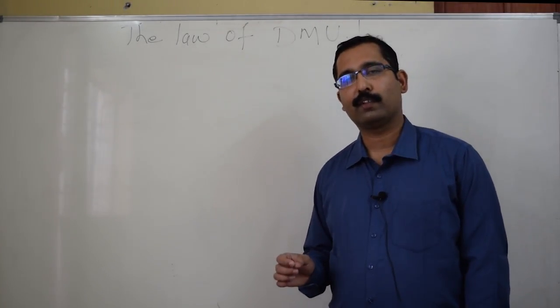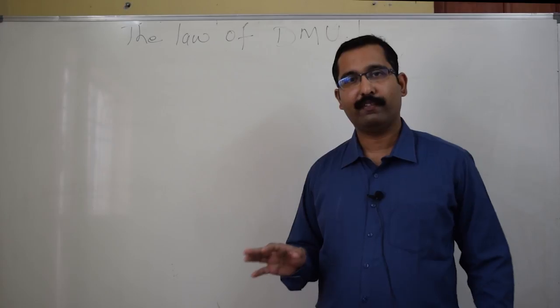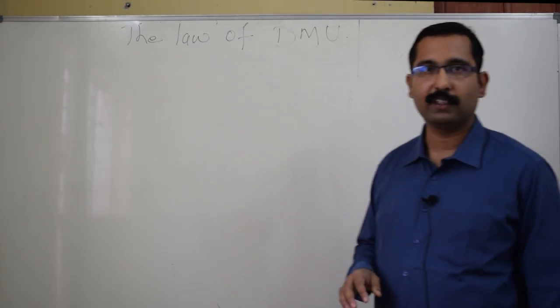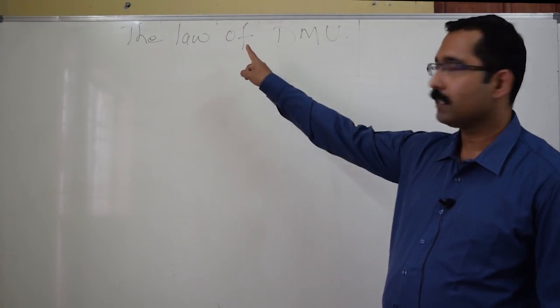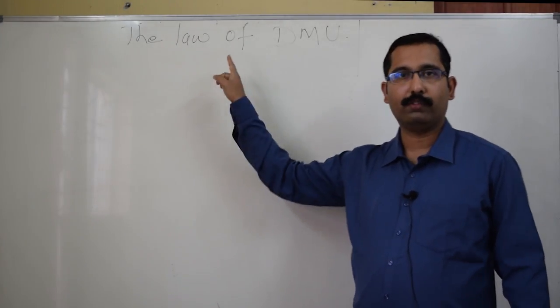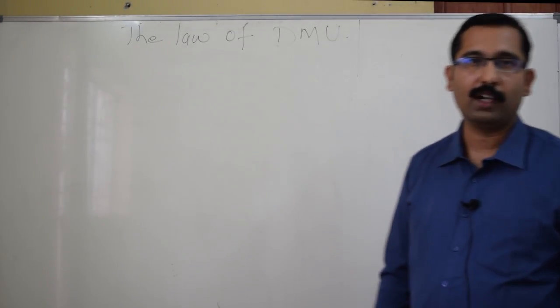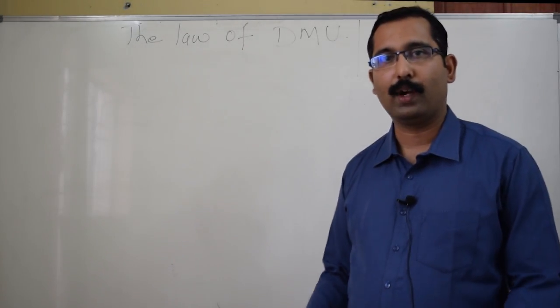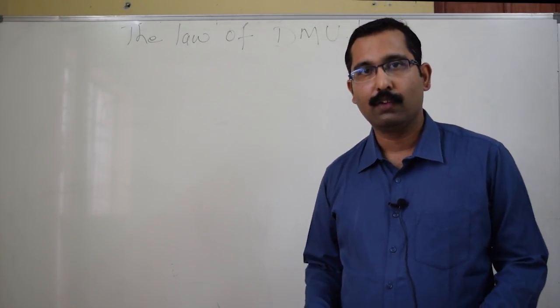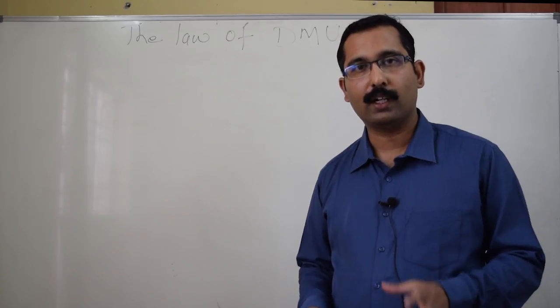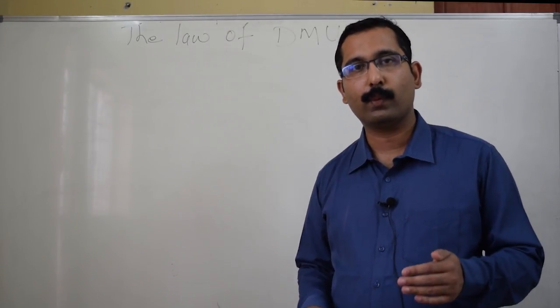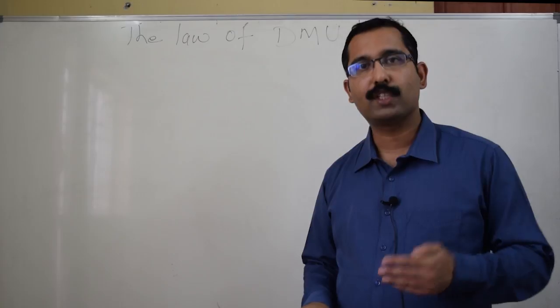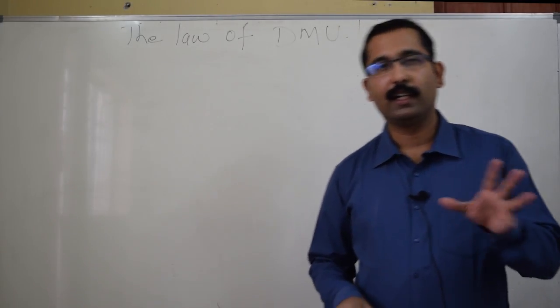Today we shall discuss one of the most important and very interesting concepts of economics. As all of you can see, the concept that we are learning today is the law of DMU, also called the law of diminishing marginal utility. Now let's try to understand what exactly these words mean. First, what is the meaning of the word diminishing? Diminishing is something which is decreasing, which reduces. That's the meaning of the word diminishing.